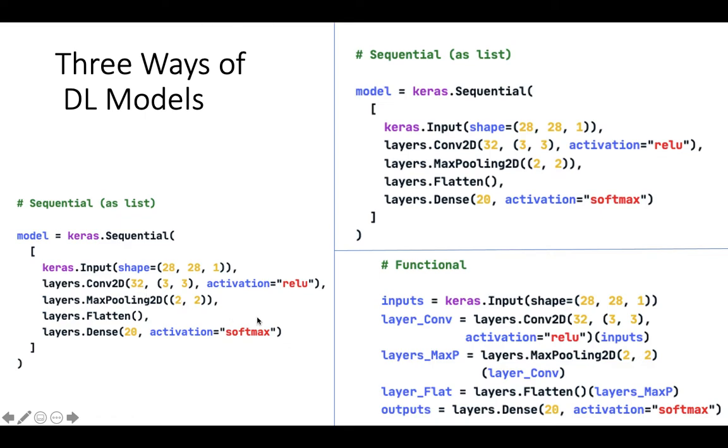This is one way. The second way is actually using sequential with model.add, which is not shown here because both these are the same. You keep on adding new layers and stacking the layers. That is the second one. And the third one is the functional. It is called functional because it looks in the form of y equal to f of x.